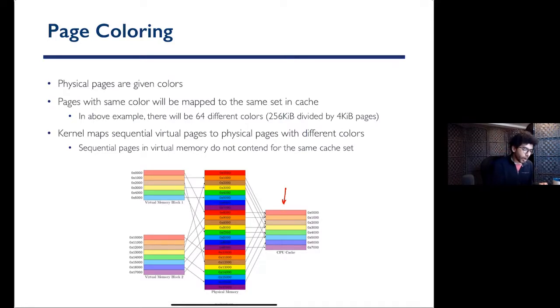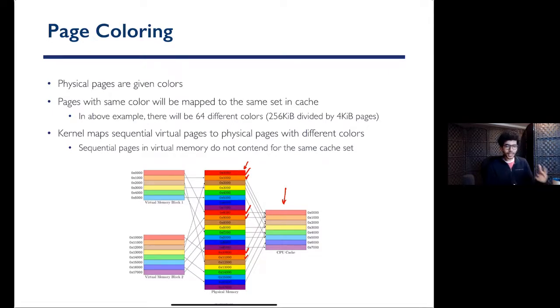Now, I look at all the physical pages that are mapped to the first set, and I assign the same color to all of them. So as you can see, all these red ones are mapped to the first set. So I will color them all red. All the orange ones are mapped to the second set. So I will color them all orange, and so on and so forth.